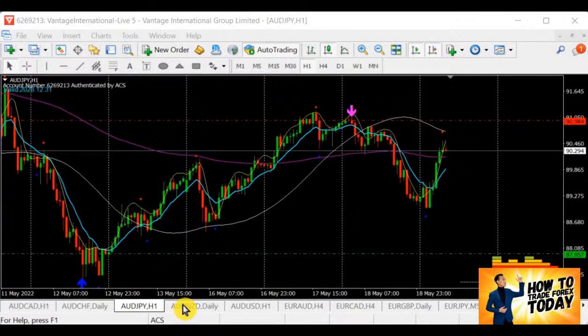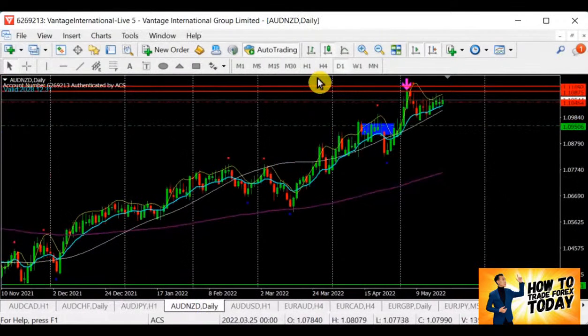So this round, let's see. On the next one, Aussie Kiwi. Aussie Kiwi is very straightforward. We are still going on the bull, retesting the bear zone. So sellers stayed away.